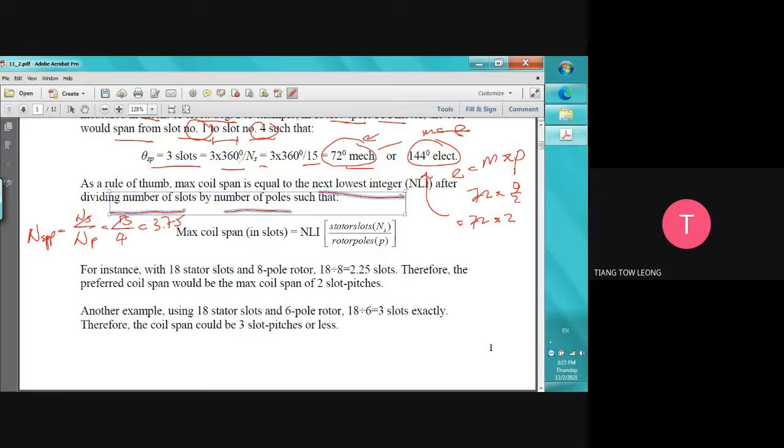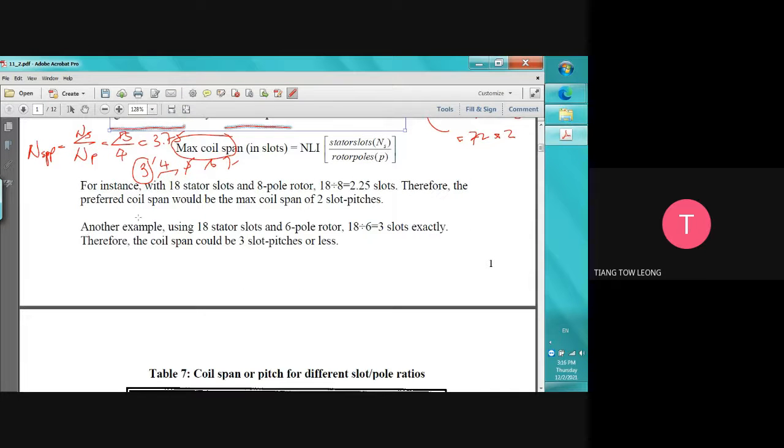I think after dividing is equal to the next lowest integer. Because the lowest integer here should be 4? Next lowest, maybe 3 is included. 3 is the next lowest integer, and then 4, 5, 6 like this. So the lowest one is the 3. So we will choose the maximum coil span of 3.